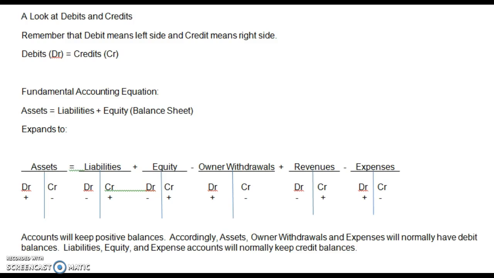Okay, let's look. Remember, debit means left, credit means right. And remember the fundamental accounting equation, assets equal liabilities plus equity. The balance sheet expands to this equation: assets equal liabilities plus equity minus withdrawals plus revenues minus expenses. Okay, look at each account. Debits are always on the left, credits are always on the right.